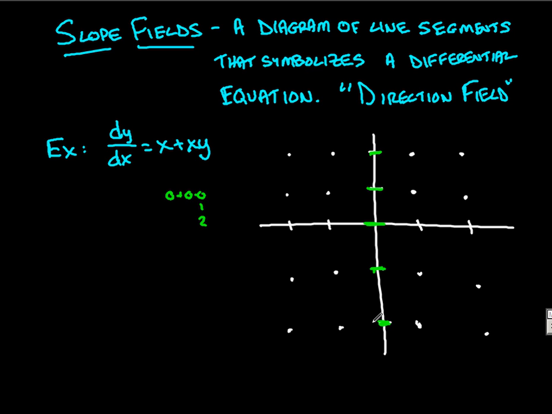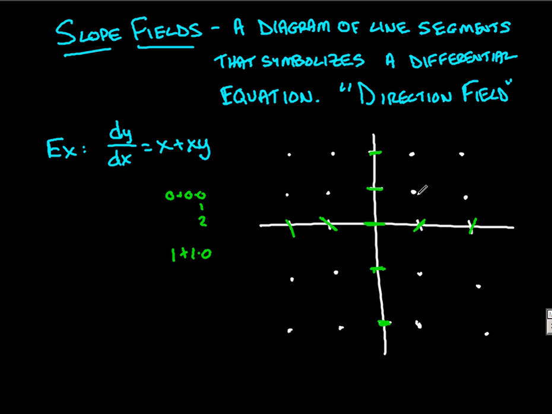Another thing that we can look at, let's look at (1, 0). So x is 1, y is 0, so I have a slope of 1. So I should have a line that looks like this. Here at (-1, 0), it ends up being a negative 1 slope. At (2, 0), it's going to be a positive 2, so a little bit more uphill. Same here, negative 2, so a little more downhill for that one.